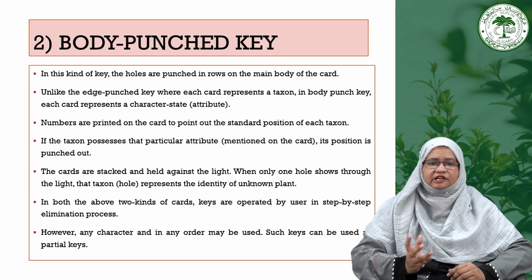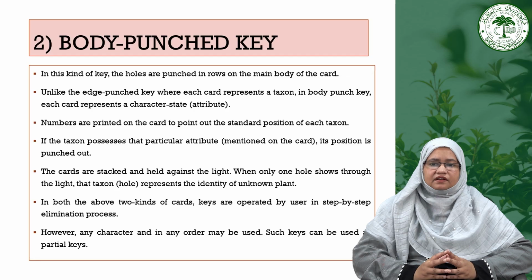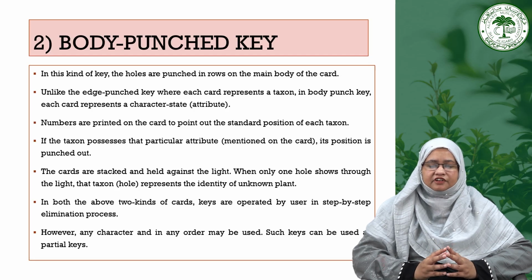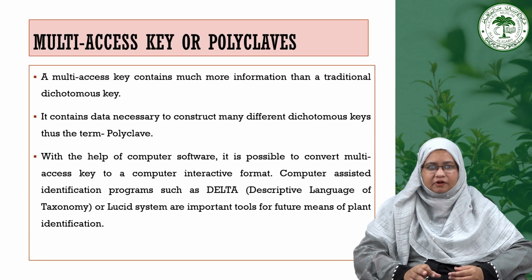If the taxon possesses that particular attribute mentioned in the card, its position is punched out, then the cards are stacked and held against the light. When only one hole shows through the light, that taxon represents the identity of that unknown plant. Both of the above two kinds of card keys are operated by the user in a step-by-step elimination process. However, any character and in any order may be used. So such a key can be used as a partial key, which is very popular nowadays.